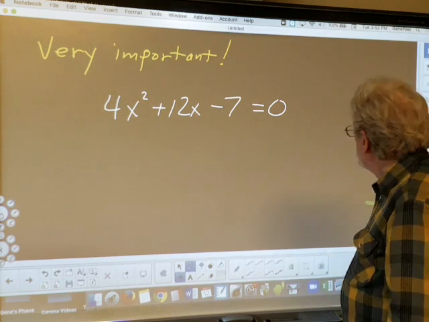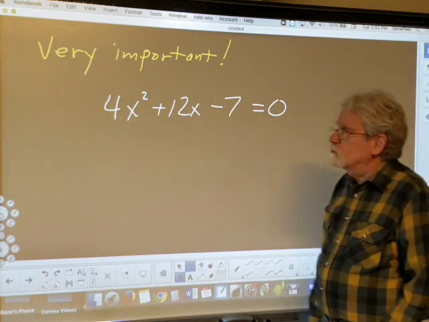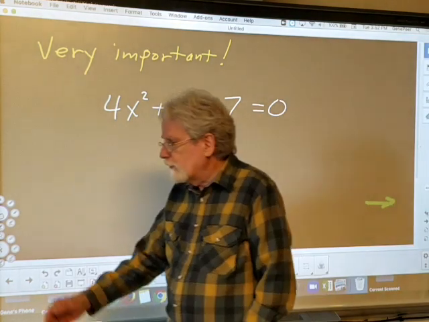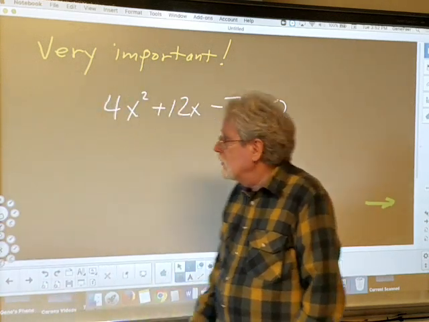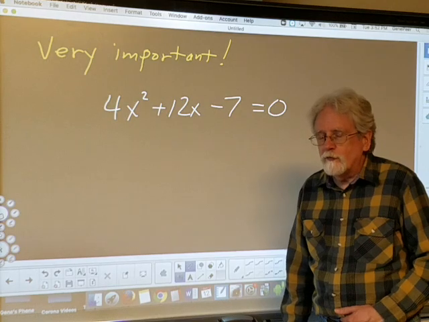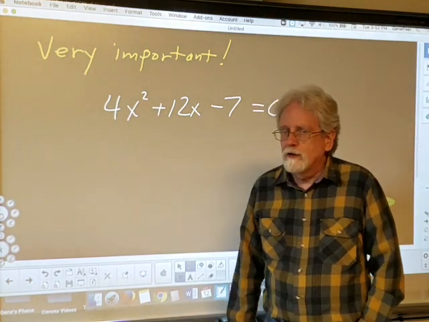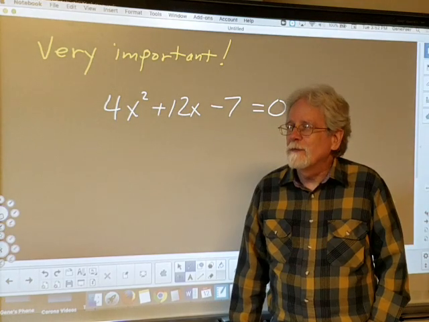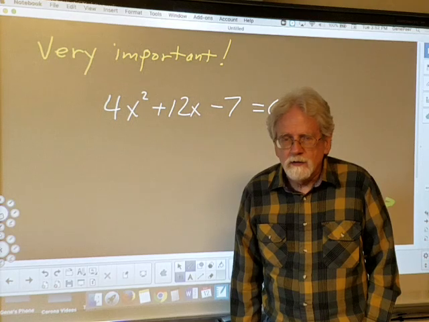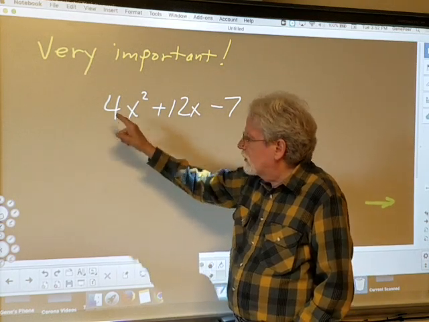This example is, I believe, our last example. Yes, it's our last example, and it's extremely important. I'm a little surprised the book writers only gave us one example like this. It is extremely important and has caused losses of points among students for years. See that 4 sitting in front of the x squared? Ooh, can't leave that there. That will mess you up big time. You must not have any coefficient of x squared other than a 1.